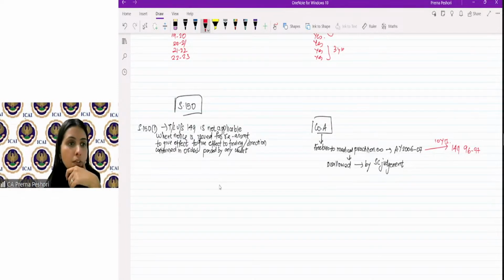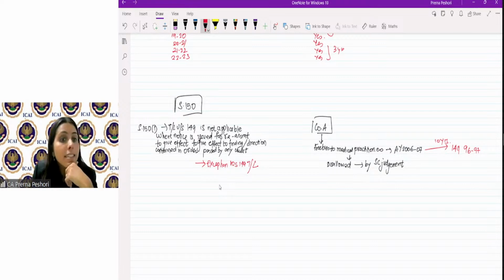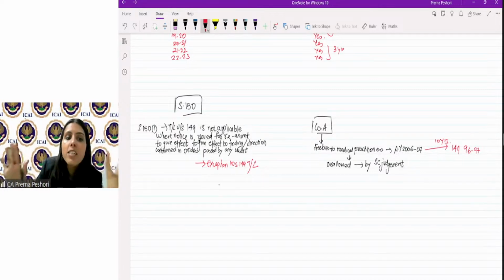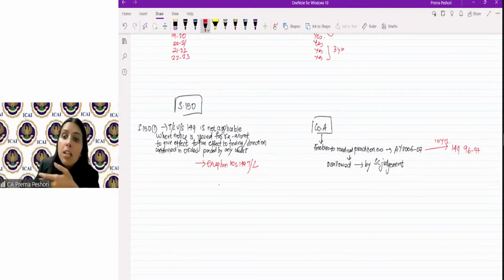But section 150 subsection 1 is the exception to the section 149 time limit. It says where a notice is issued to give effect to the finding or direction passed by any court, then in that case the time limit under 149 will not apply. So meaning the AO can reopen the assessment up till 70, 71, or when the Income Tax Act came into effect, since the time company A is incorporated.